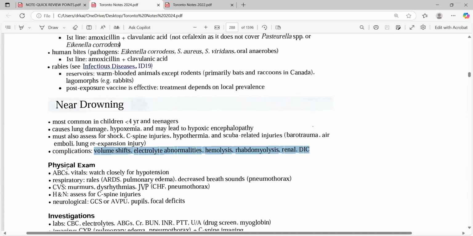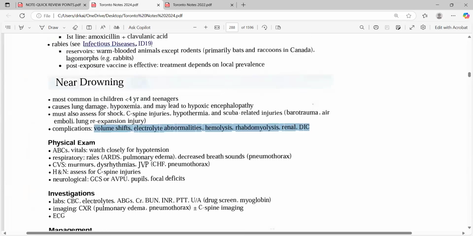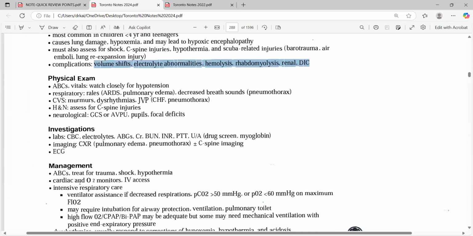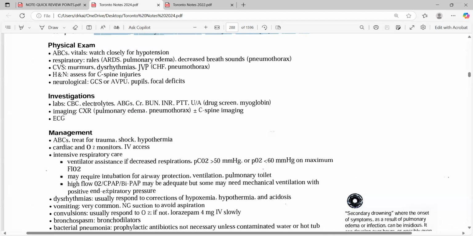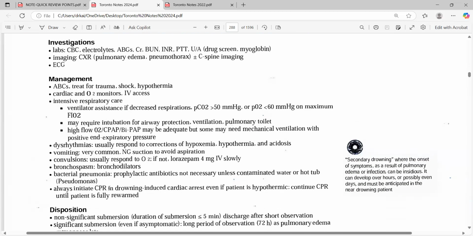Then physical examination. Before starting physical examination, start with airway, breathing, circulation. Treat for the trauma, shock, hypothermia, cardiac or oxygen monitors. Then we are going to start with the ventilator assistance. If decreased respiration, may require intubation, high flow oxygen can be given. In bronchospasm, we give bronchodilators.